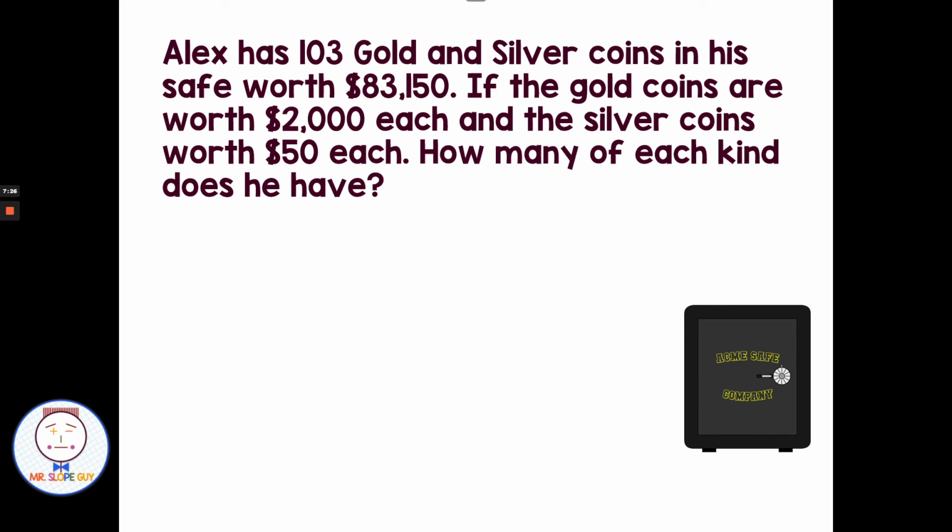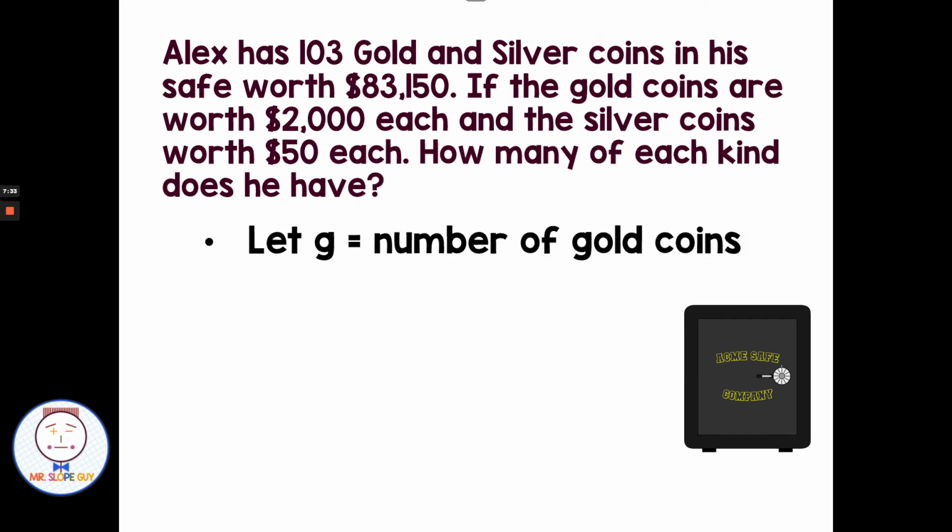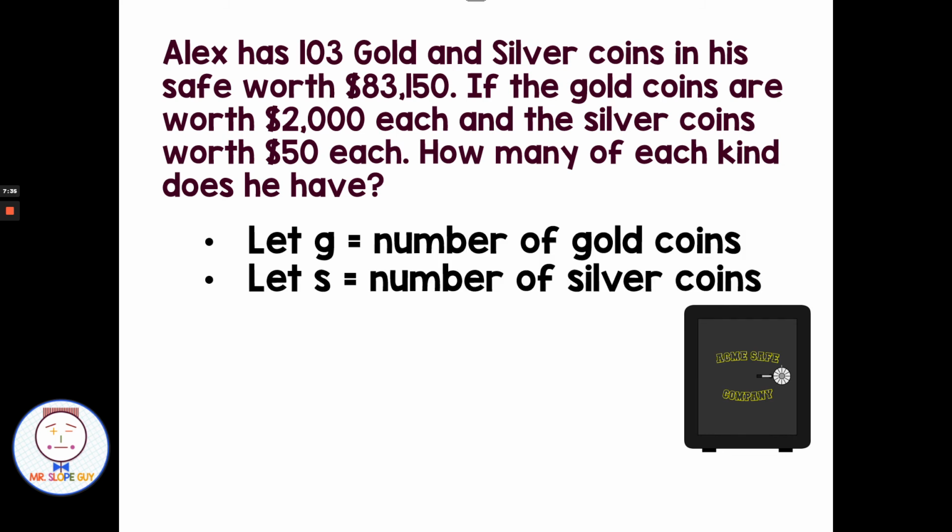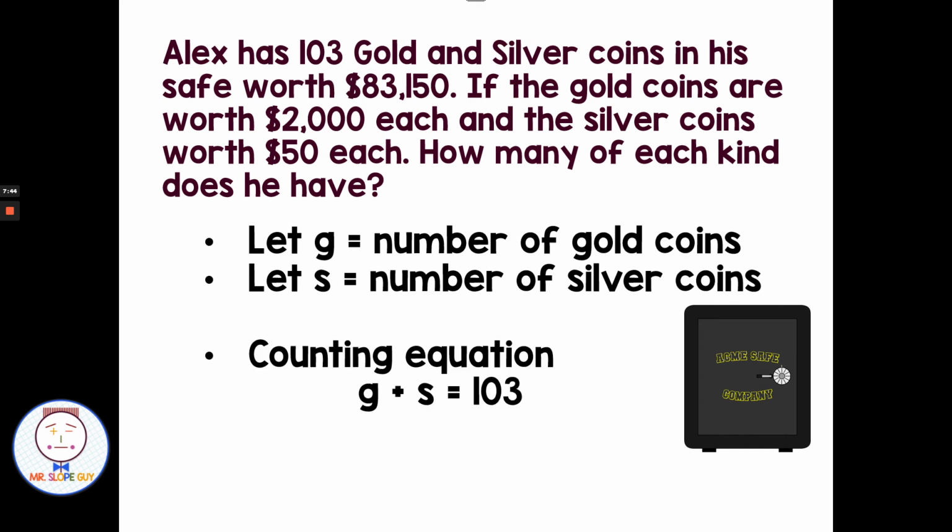So first, we're looking for the number of coins: number of gold coins, number of silver coins. We'll define our two variables. Let G be the number of gold coins. Let S equal the number of silver coins. Then our counting equation, where the number of G plus the number of S have to add up to 103 coins: G plus S equals 103.